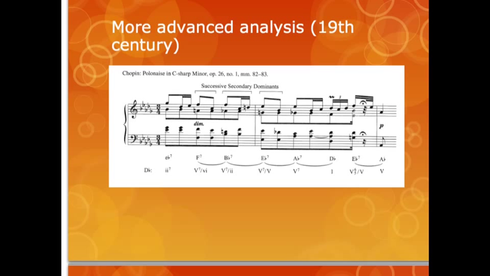And here it is with all the non-chord tones and more interesting rhythmic things that Chopin wrote for this chord progression. Polonaise in C sharp minor, opus 26, number 1, measures 82 to 83.